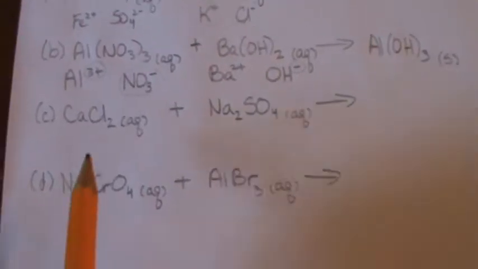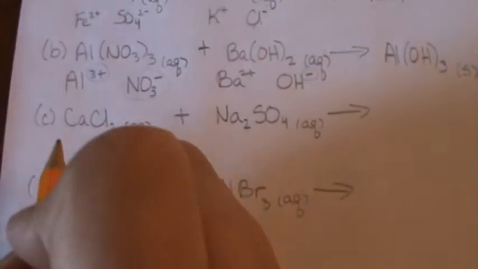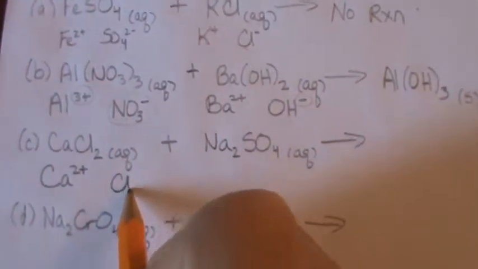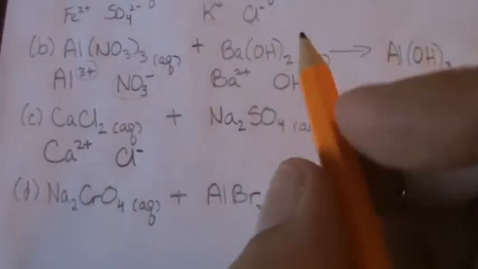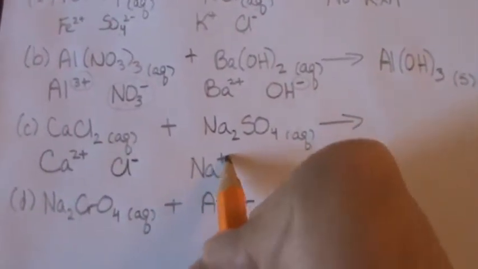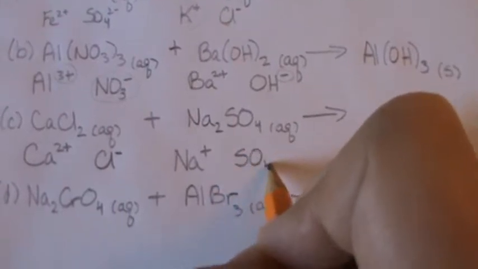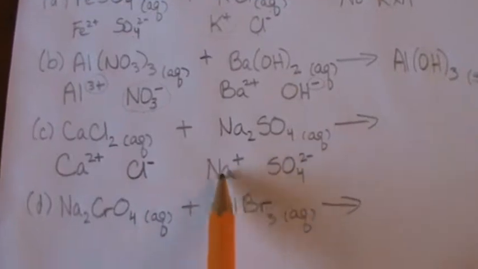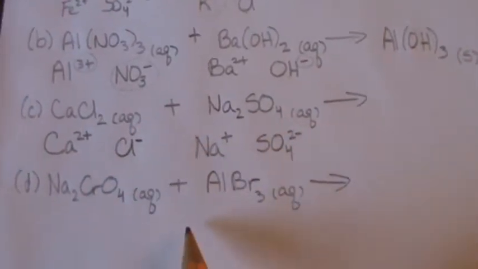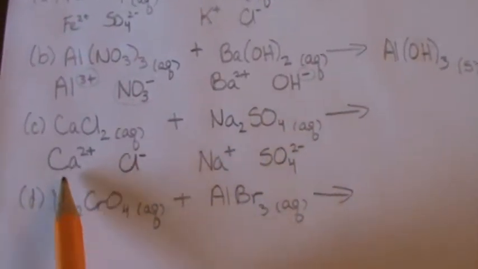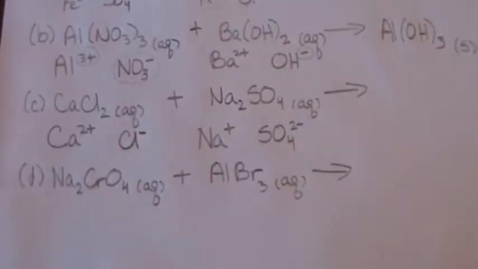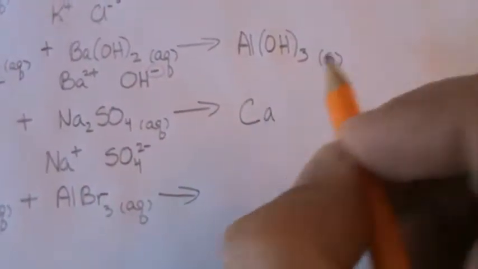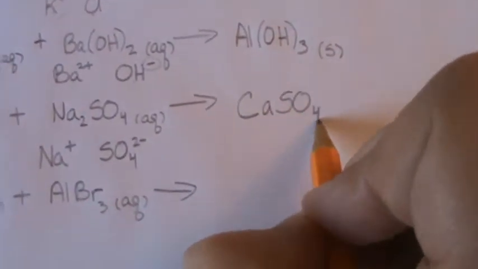Okay, so now let's look at our calcium chloride and sodium sulfate. Okay, so I have calcium, 2 plus, and I have chloride, 1 minus, and I have sodium, and I have sulfate. And those are the ions that I'm working with here. So again, if I mix and match these, the sodium chloride, that's definitely not going to be a precipitate. But if I look at my rules, I know that the calcium sulfate will be a precipitate. So I would come over here and say, okay, well, my precipitate in this case is calcium sulfate, CaSO4.